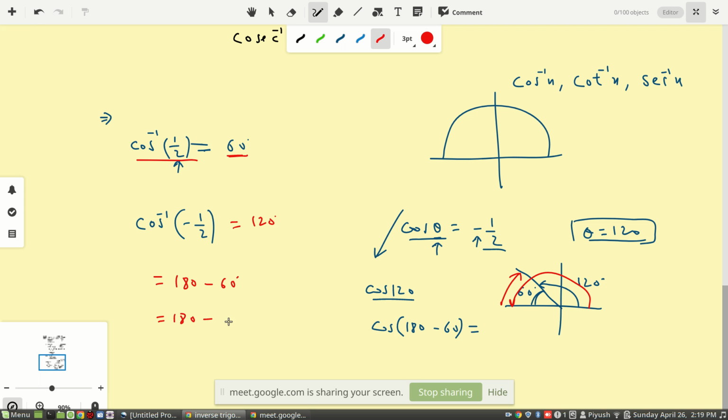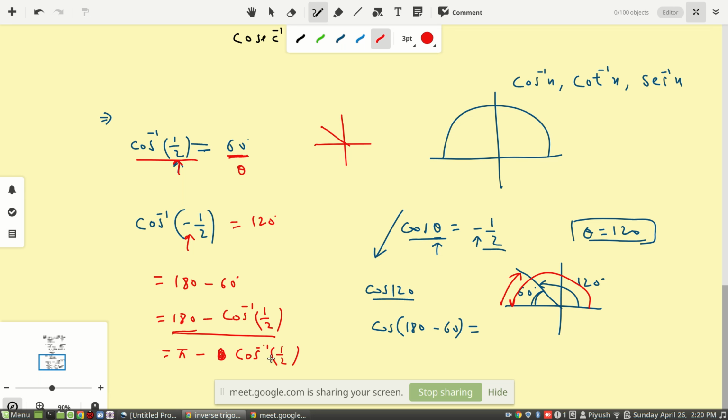So 180 minus cos inverse of 1 by 2. Finally we are able to figure out what happens when you put a negative inside. It represents the angle from the x-axis, and it is actually pi minus that value, which we got when it was positive. If I call that value theta, then it's pi minus theta, or simply pi minus cos inverse of that.